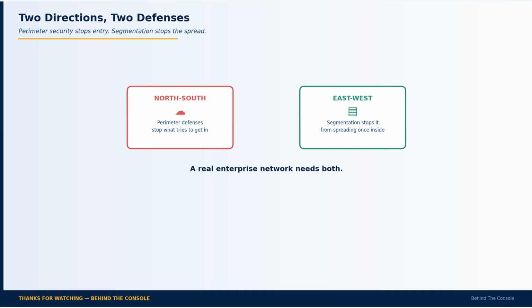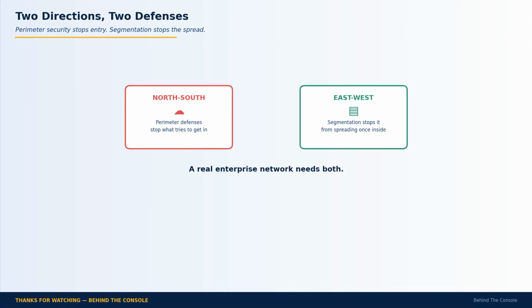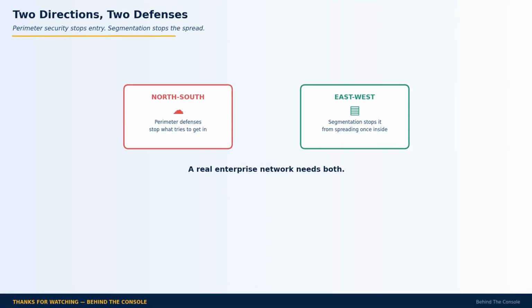Perimeter security stops what tries to get in. Segmentation stops it from going anywhere once it's inside. A real enterprise network needs both, because north-south and east-west aren't just directions, they're two completely different attack surfaces.